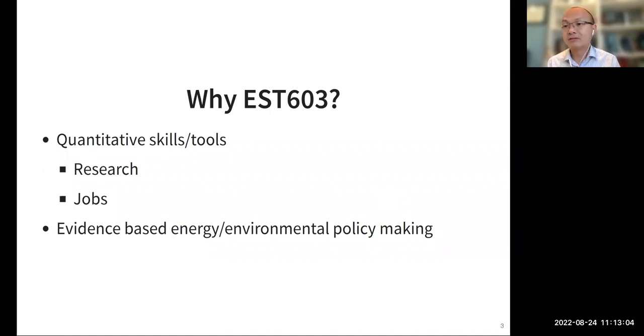Very often they have to address real world policy questions or real world engineering questions that can help them make decisions. It can be investment decisions, policy decisions, or project decisions. The skill sets that you develop from the class might help. And second, we hope to use the class to help us develop so-called evidence-based energy, environment, and policy making. Policymakers make policies, but they have to have some rationale for their policies, right?